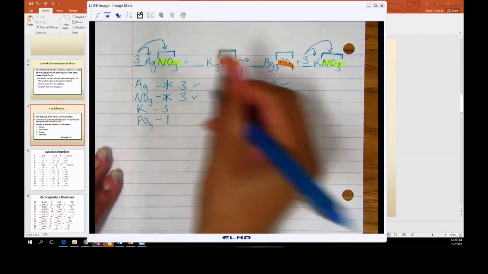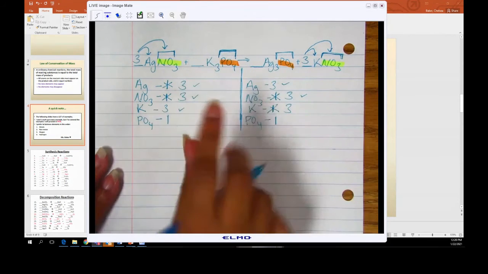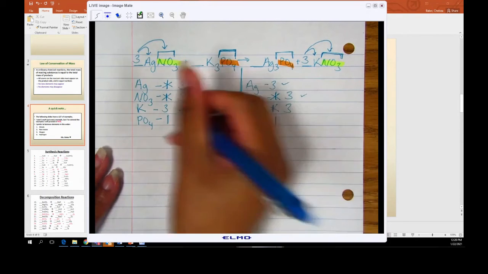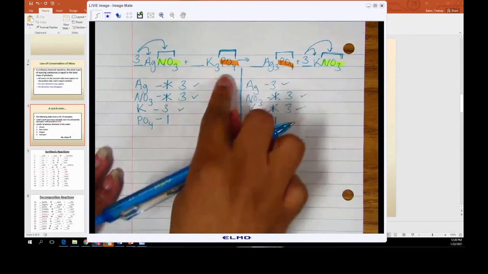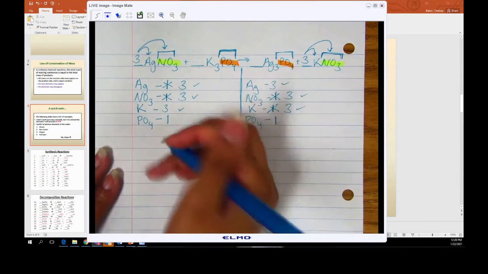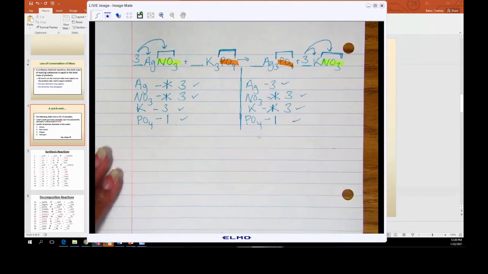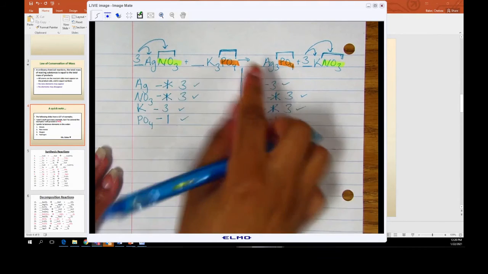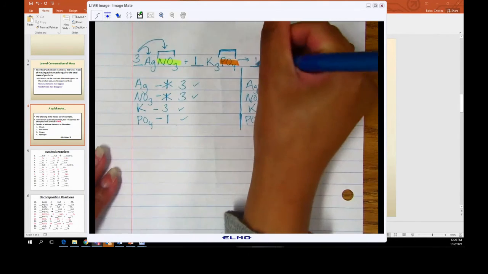Look at that, right? Nitrates ended up balanced. Our potassiums are balanced. We've got 3 on each side. And our phosphates are balanced. We've got 1 unit of it on either side of our reaction. I'll fill these blanks with 1, coefficient 1.